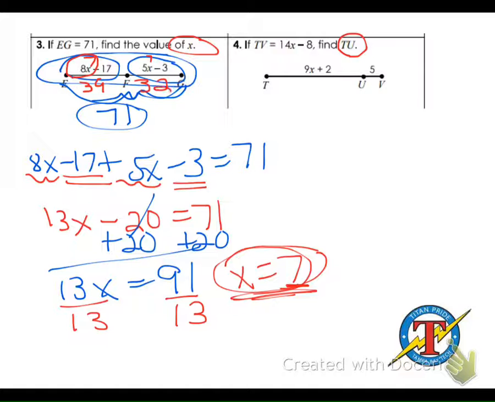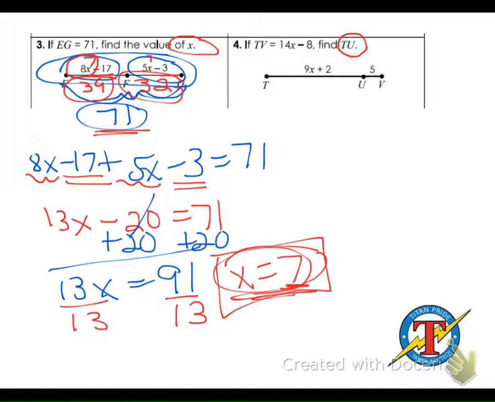And how does this check? Well, these two pieces are supposed to add up to 71. 39 plus 32 does add up to 71, so I can be sure that it checks. Again, the answer to the question was just x equals 7, but plugging it in to check is pretty smart, because then you know whether or not you did it right.